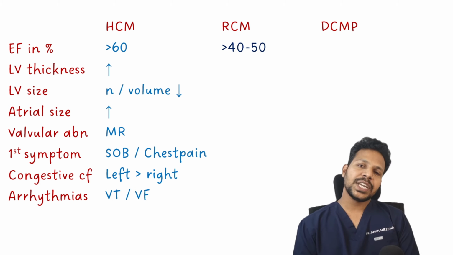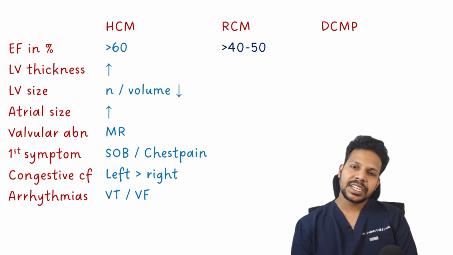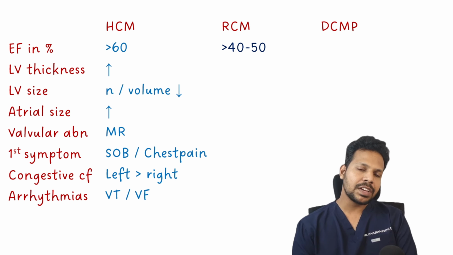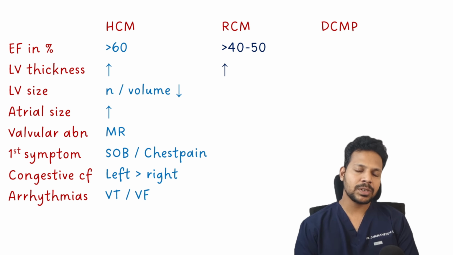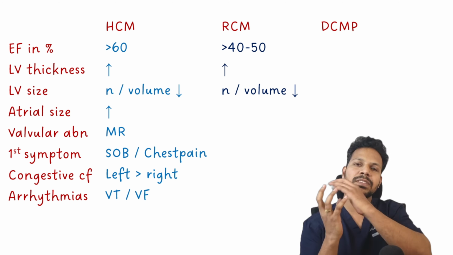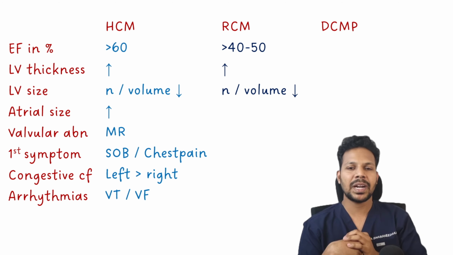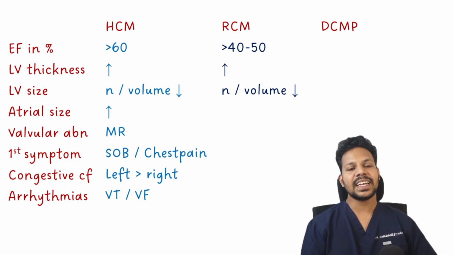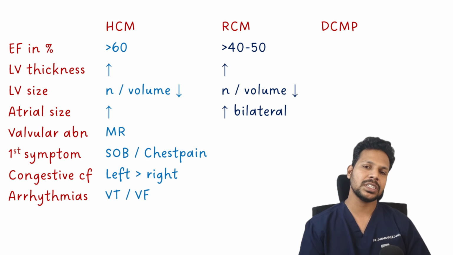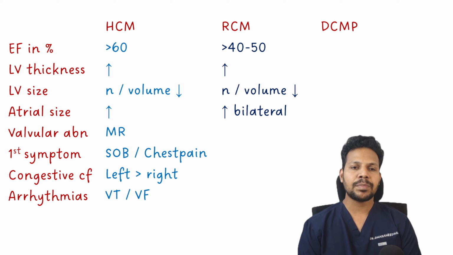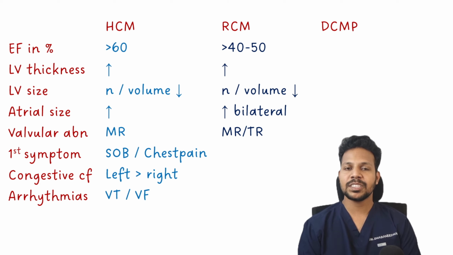Now, in case of restrictive cardiomyopathy as well, you can see it is predominantly a diastolic failure and the ejection fraction is preserved. LV thickness is increased because of deposition of certain extracardiac matter but not because of the ventricular myocardium itself. And the LV size is again reduced or maybe normal because the inner side of the ventricular myocardium is filled with this extracardiac matter mainly. And the atrial size is increased on both sides because there is biventricular hypertrophy in the patient. And of course, the valvular abnormalities are both mitral regurgitation and tricuspid regurgitation.